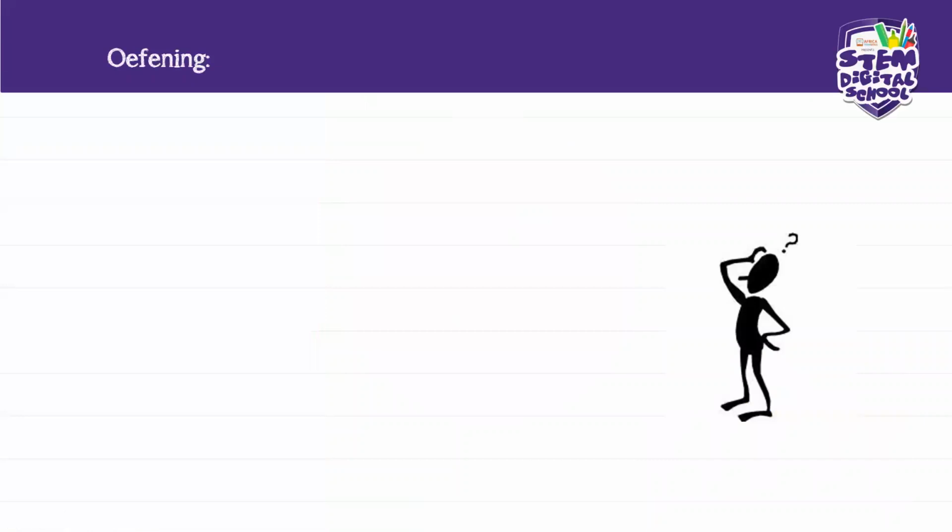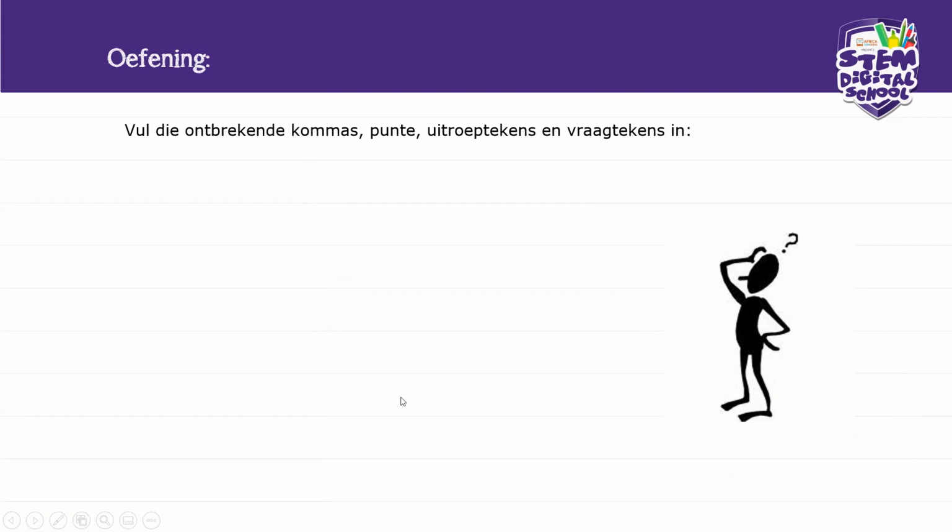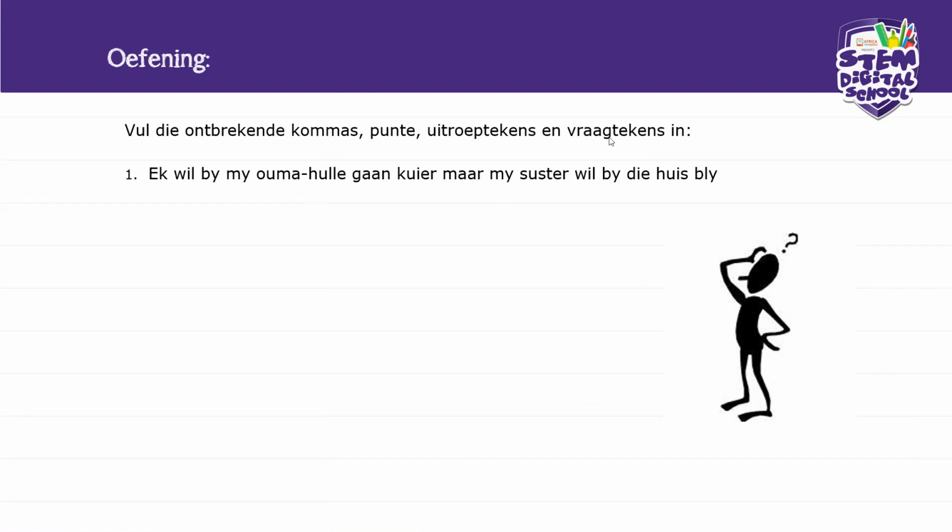Guys, I'm very quick this morning, but it's okay because the activity is long. So they say here, vul die ontbrekende kommas, punte, uitroeptekens en vraagtekens. And now I've done this activity in another way. Remember I always gave you the answer at the end of the sentence. I didn't do it this time because I want you guys to give me the answers. So there is the first sentence. You're going to type in the answer for me there in the chat box. Ek wil by my ouma hulle gaan kuier, maar my sister wil by die huis bly. Now, copy that sentence and fix it. Somewhere there should be a comma and somewhere there should be a full stop. See if you can quickly fix that sentence for us. Type the correct sentence in the chat box, please.